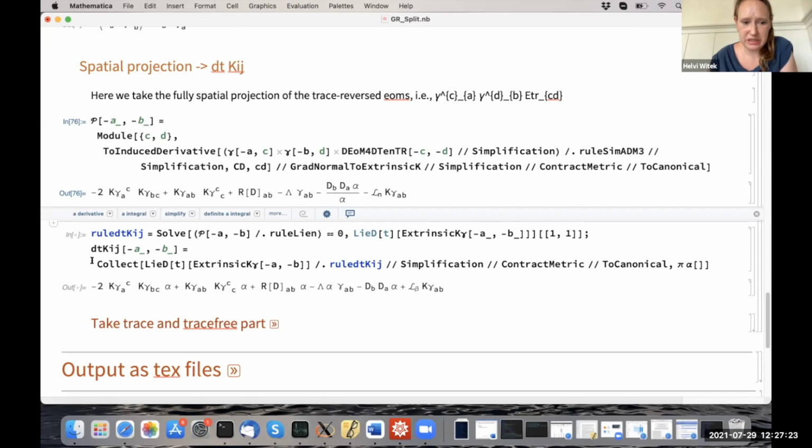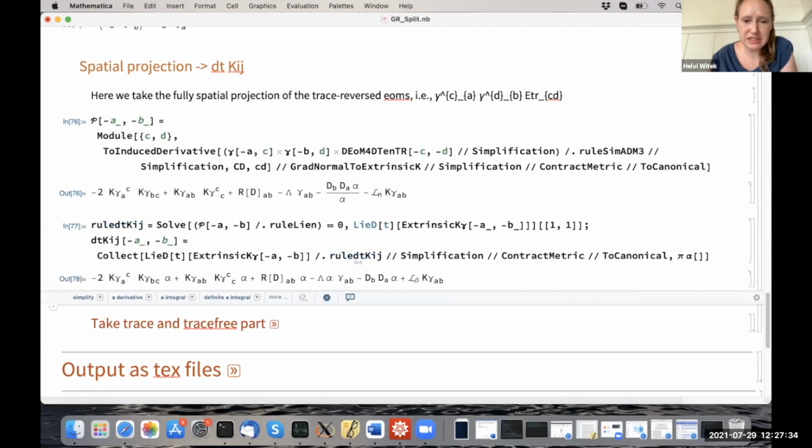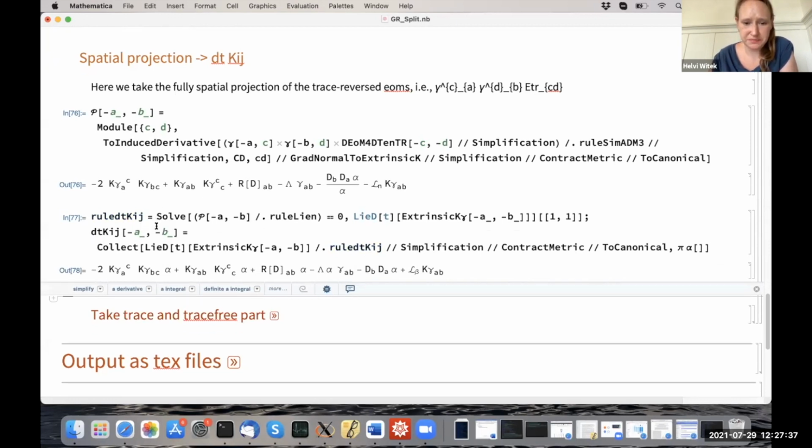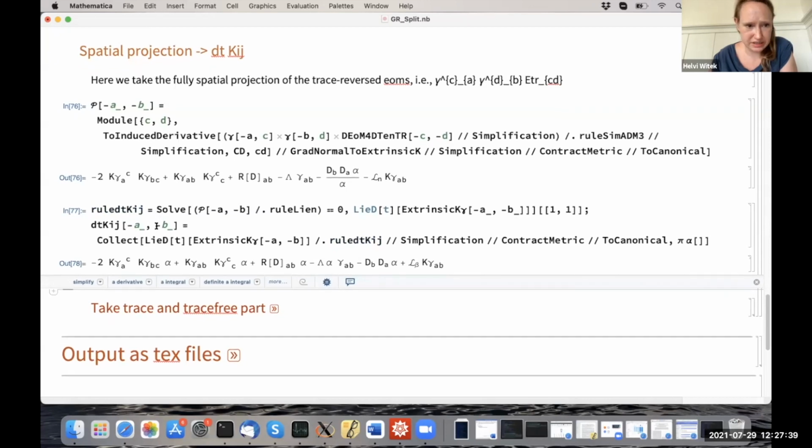And then I'm defining this quantity dtKij. Basically, use this rule that I just derived to write down explicitly what the time derivative of the extrinsic curvature is. Okay, so here we are basically done with the derivation. I know I only have 3 minutes, but let me stop for quick questions. And then there's one last thing that I want to show you, which I find particularly useful, where we can output all of these equations in terms of LaTeX files. 2 minutes. Okay, so any more questions?